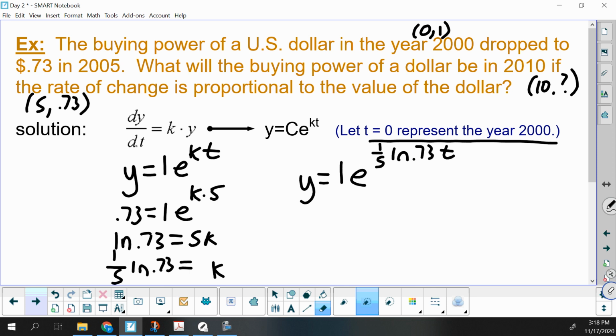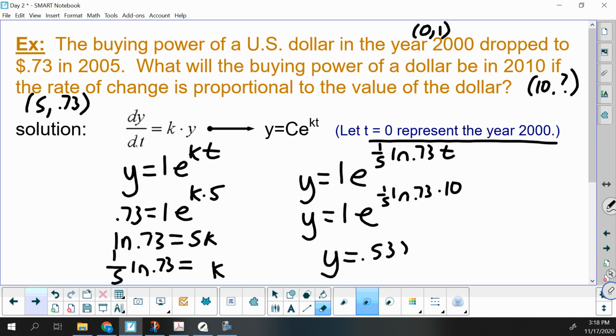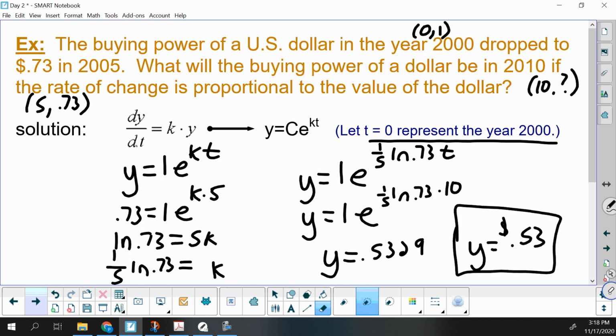And we want to know in the year 2010, so 10 years later. So we can just fill in 10 for t. And we're dealing with money, so we have to round to the nearest cent. We get 0.5329 when we sub that in. Or in other words, we get $0.53, so 53 cents.